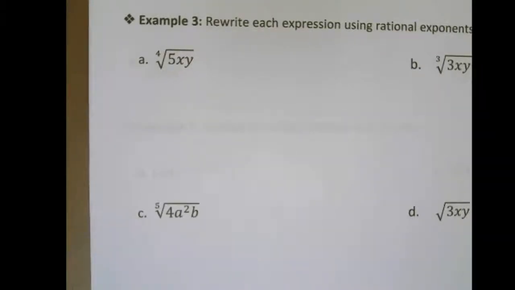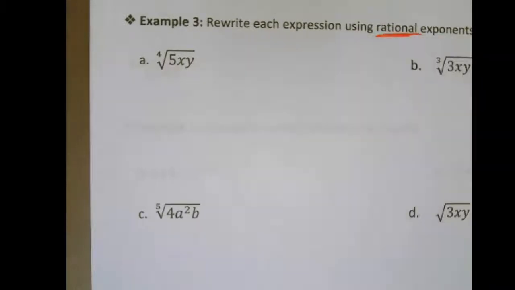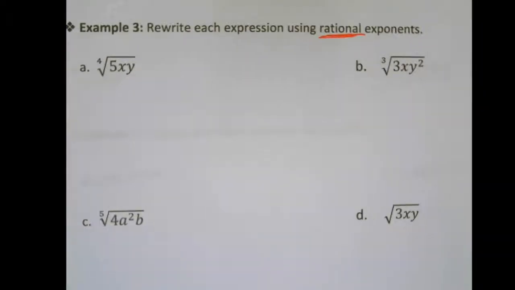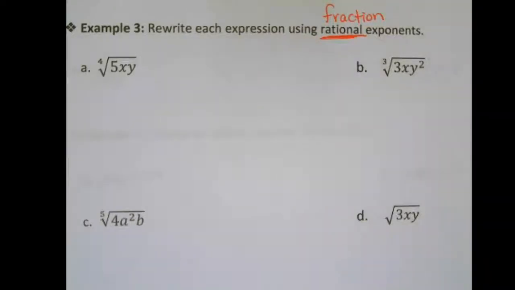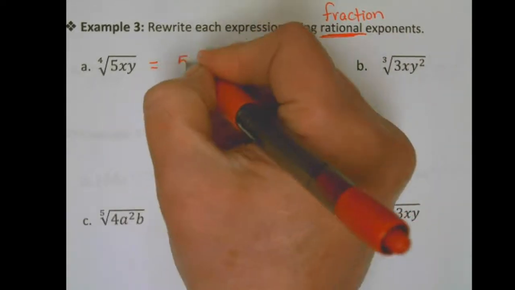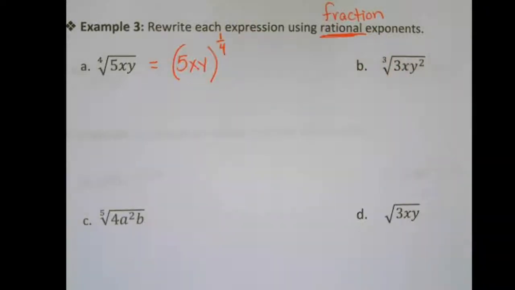Now, these problems already have a radical in them. So I am going to change them to rational. Rational means fraction. I'm going to change this from a radical sign to a fraction exponent. I am not solving anything at this point. I'm just changing it from one form to an equal form. And so this is going to be 5xy raised to the 1/4 power.